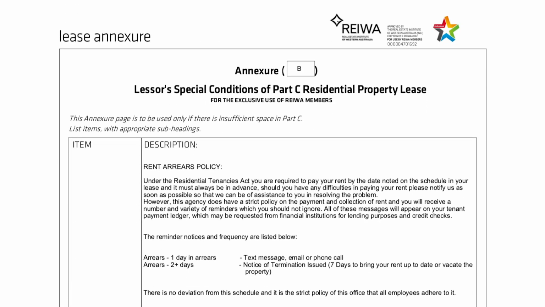Rent arrears policy. 1 day in arrears, text message, email or phone call. 2 days in arrears, notice of termination issued. 7 days to bring your rent up to date or vacate the property.